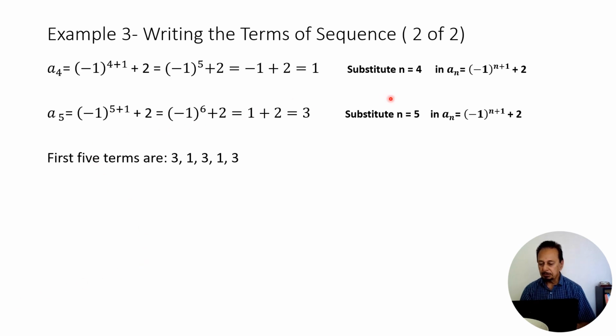To find the fourth term, we substitute n equals 4 in the formula, so it becomes negative 1 to the 4 plus 1, plus 2, which becomes negative 1 to the fifth power, which is negative 1. So negative 1 plus 2 is positive 1. To find the fifth term, we put n equals 5. So it becomes a sub 5 equal to negative 1 to the 5 plus 1, plus 2, which becomes negative 1 to the 6, plus 2. Negative 1 to the 6 is 1, then 1 plus 2 is 3. So the first 5 terms are 3, 1, 3, 1, 3.